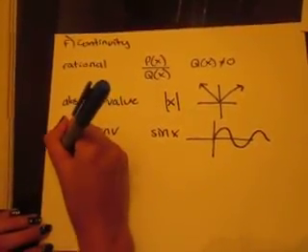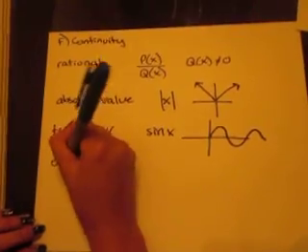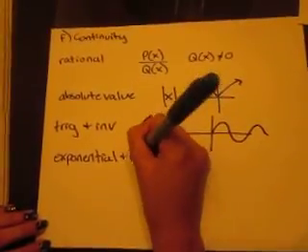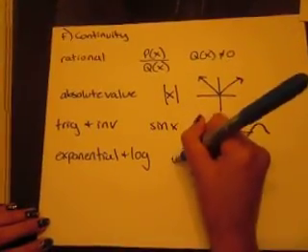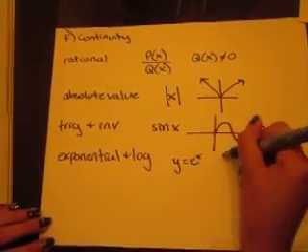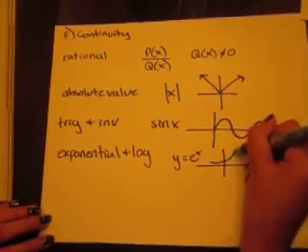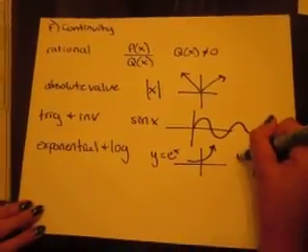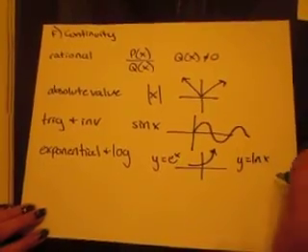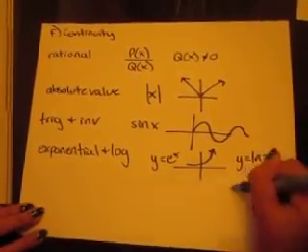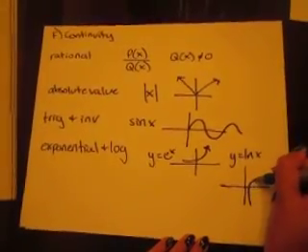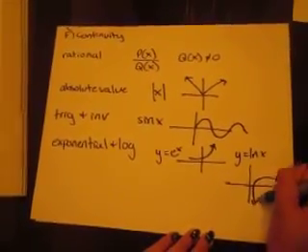Also, exponential functions and logarithmic ones as well. So y equals e to the x looks like that, always continuous. And then y equals ln of x is also continuous.